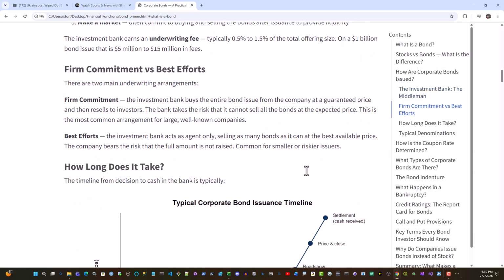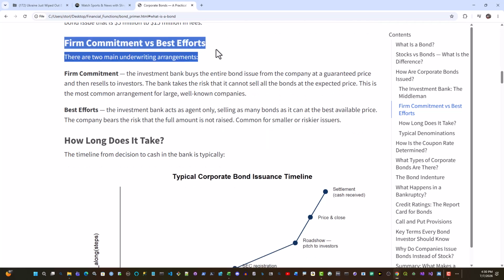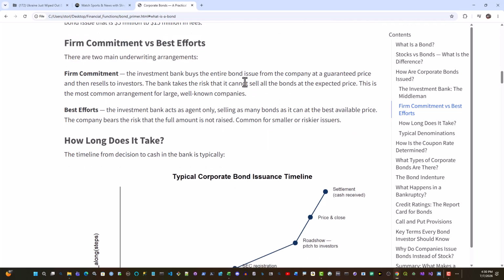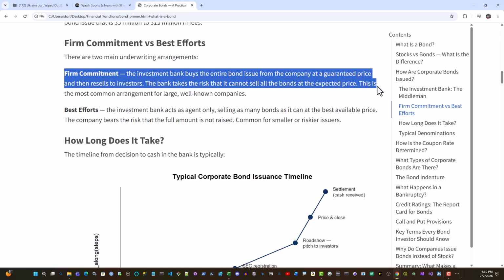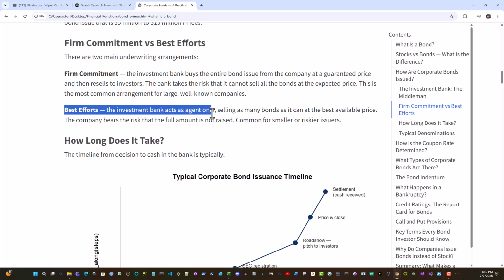So it might be worthwhile doing this. What is firm commitment versus best effort? Well, a firm commitment is when the investment bank buys the entire bond issue at a guaranteed price and then resells it to investors. The best effort is when they only act as an agent and they try to sell as many bonds as they can at the best available price.